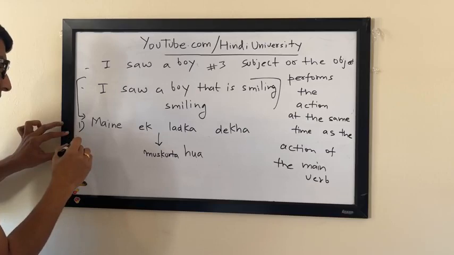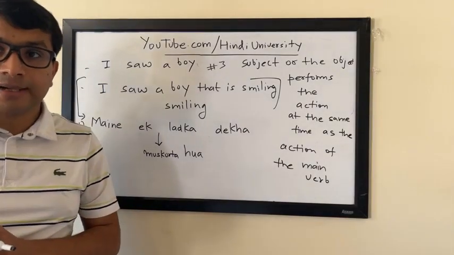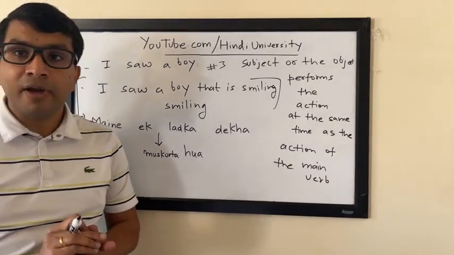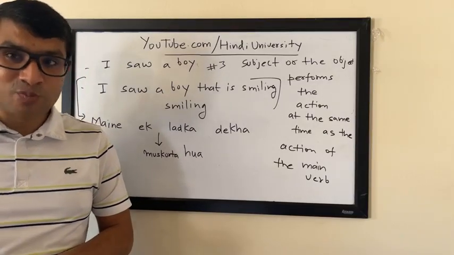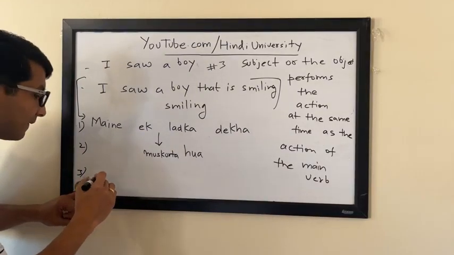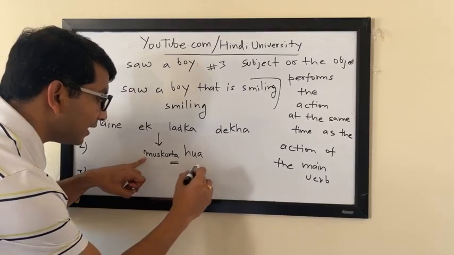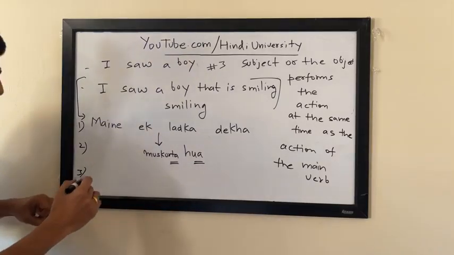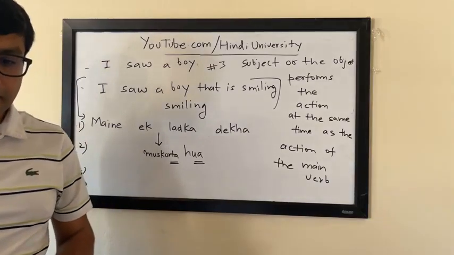I saw a boy, right? मैंने एक मुस्कुराता हुआ लड़का देखा. I saw a boy that is smiling. Okay. Third one, you saw a boy while he was smiling. Okay, while he was smiling. What you will do is basically, invariably this will end with a sound, and this will invariably be hue. Okay, and also you are looking at that particular boy.